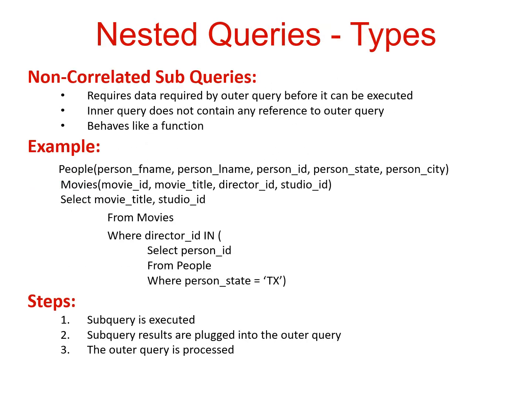In the next slide, here I am showing the nested query types. Number one is non-correlated subqueries. Number one, data required by the outer query before it can be executed. Second, the inner query does not contain any reference to the outer query. Third, it behaves like a function. Here I am showing the example and the steps. You can see the steps and work on these nested queries. Understand the example.